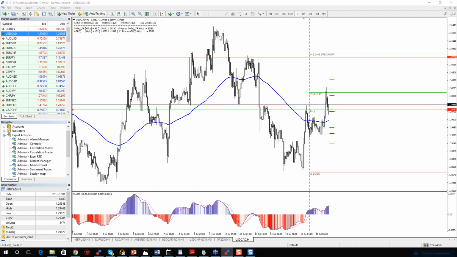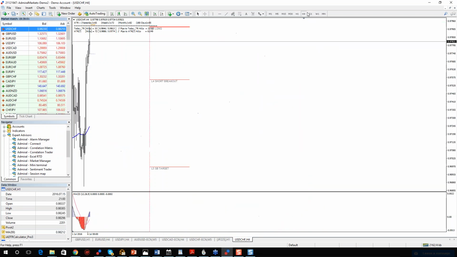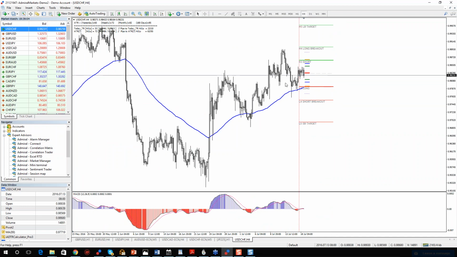Dollar Swiss is strong, T89 on the 4 hour time frame. Let's see. Four-hour time frame. This is actually a strong T89 to the upside. Dollar, we see on 4 hour, we don't see a sell. We see only buy here. See?